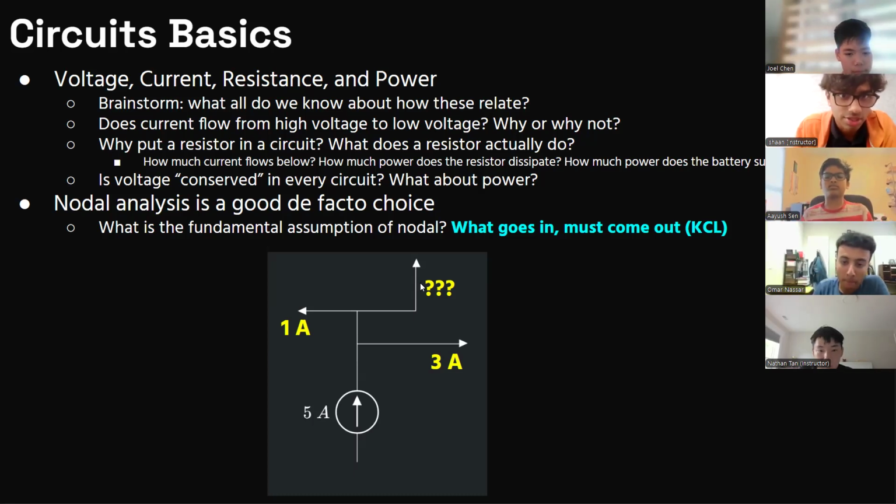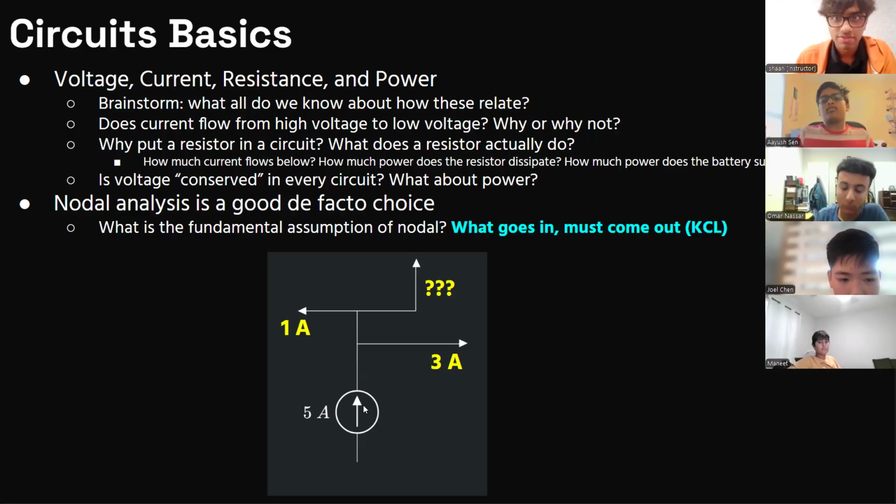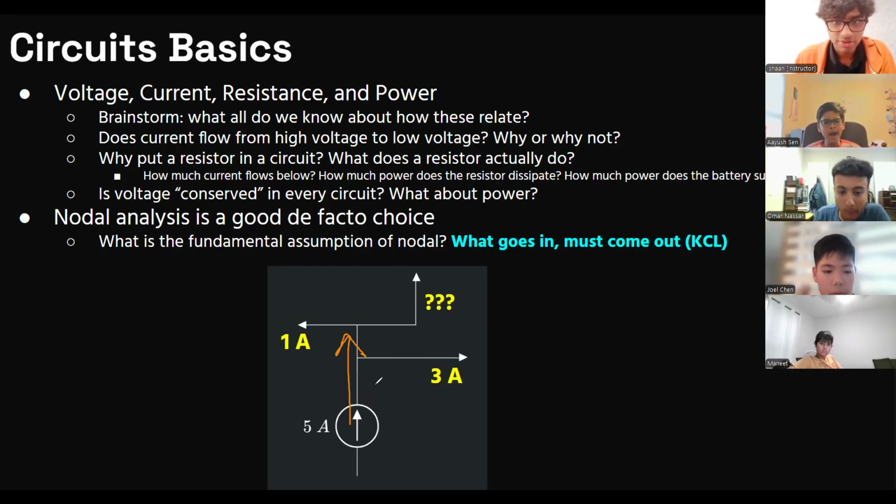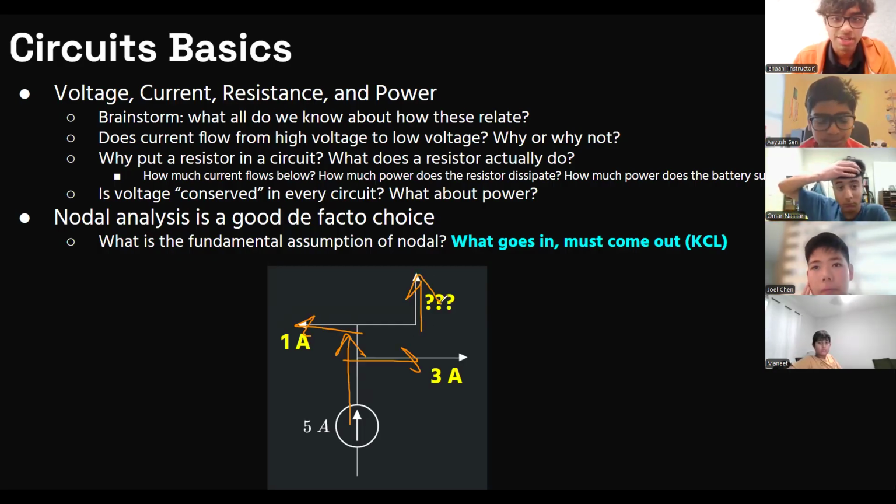Are there any questions in chat I should be looking at? Oh, so we're getting answers. Yeah, everyone's saying it. This one's easy. 1 amp, right? I can even draw. We have 5 amps going in. We lose 3 of those amps over there. We lose 1 amp over there. So there's only 1 amp left. And it goes out here.